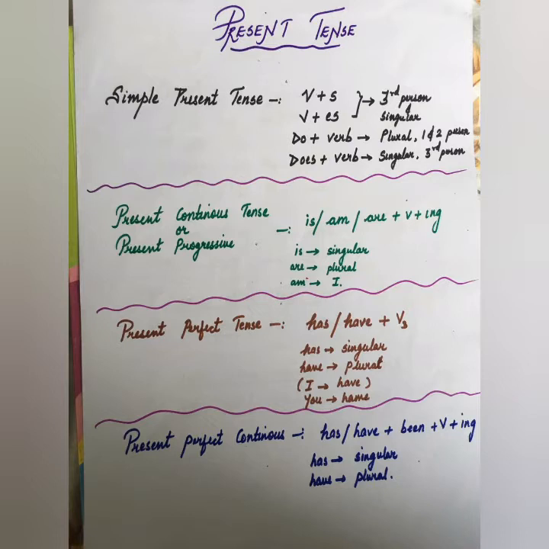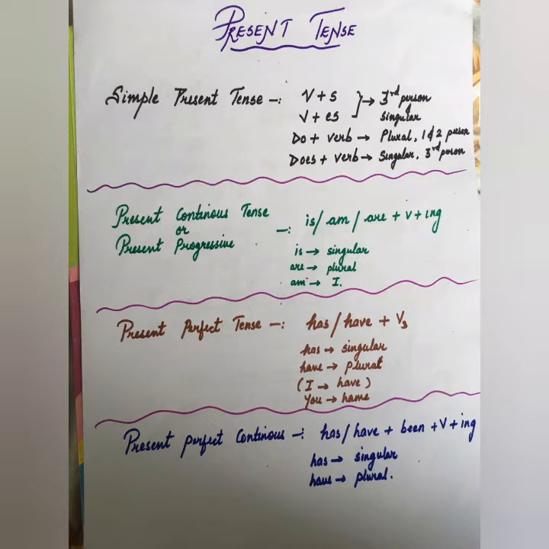Okay? Next you have do or does. That is also a part of simple present tense. Do comes with plural form and first and second person. Does comes with singular form and the third person. So you need to learn this thoroughly. You need to learn it very properly.